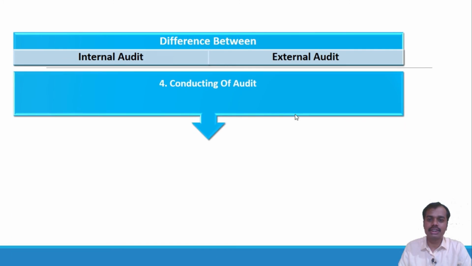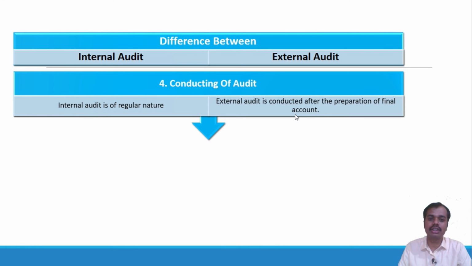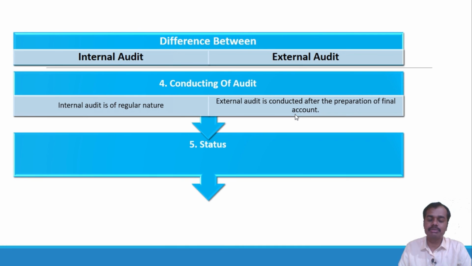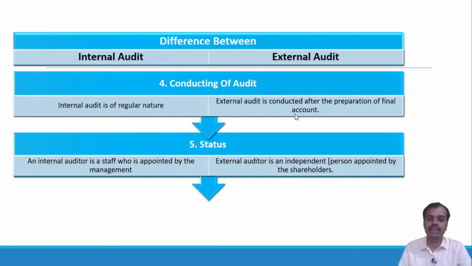Next basis is conducting of audit. Internal audit is of regular nature, but external audit is conducted after the preparation of final account. Next basis is status. An internal auditor is a staff who is appointed by the management, but external auditor is an independent person appointed by the shareholder.